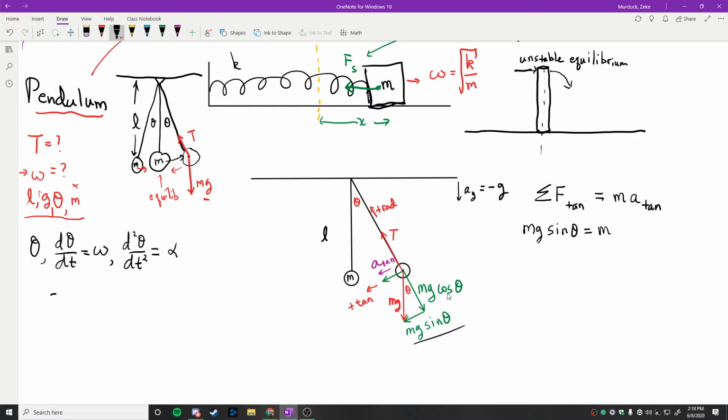But then what about a_tan and alpha? How are those related to each other? How do I go from angular acceleration to the tangential acceleration? Multiply the length. That's exactly right. Okay, so what I'm going to do is replace a_tan in this equation over here with just L times alpha. Okay, and then acknowledge that we know this is true.